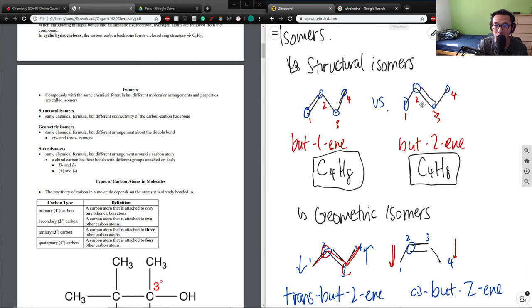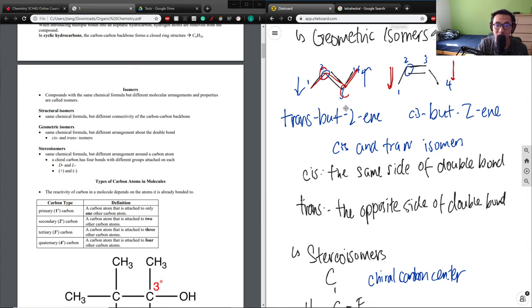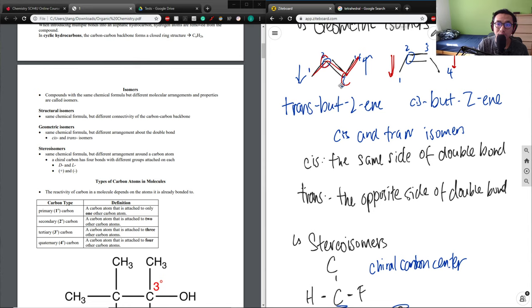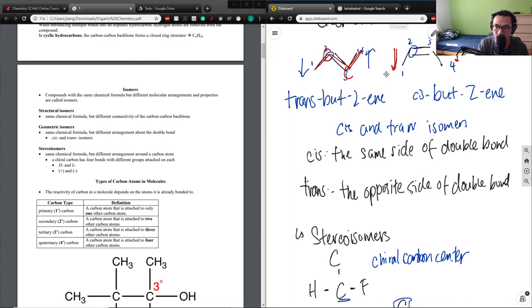A geometric isomer would be cis-trans, which is about how groups are bonded on the same side or on opposite sides of a double bond. Again, cis has the same side. In this case, it's a cis-2-butene. Sorry about that. And a trans would be on the opposite side, so this is on the bottom side and this would be on the top side. So this would be a trans-butene.